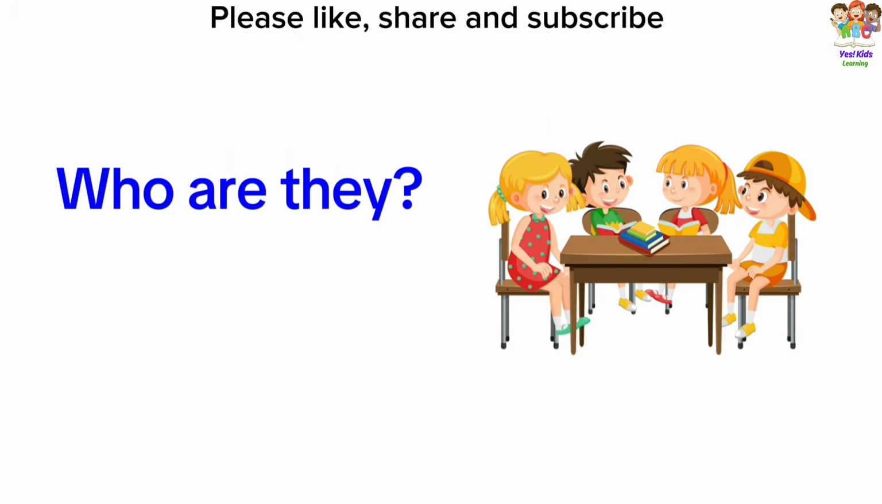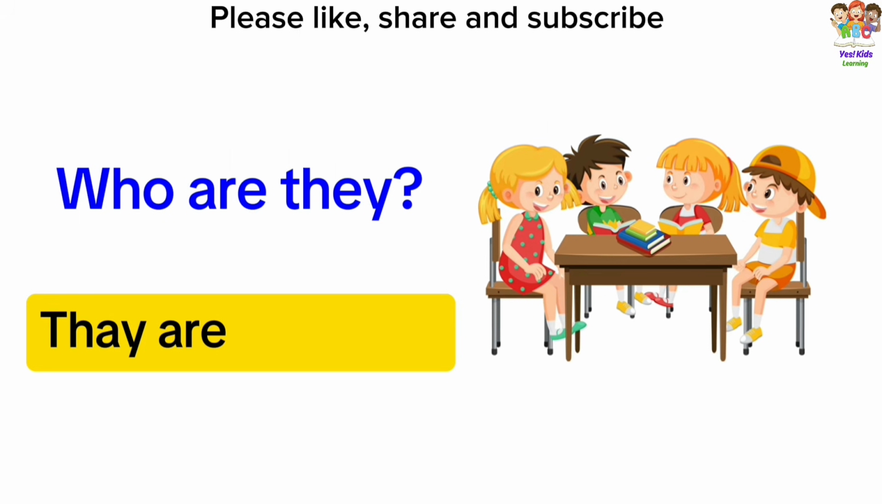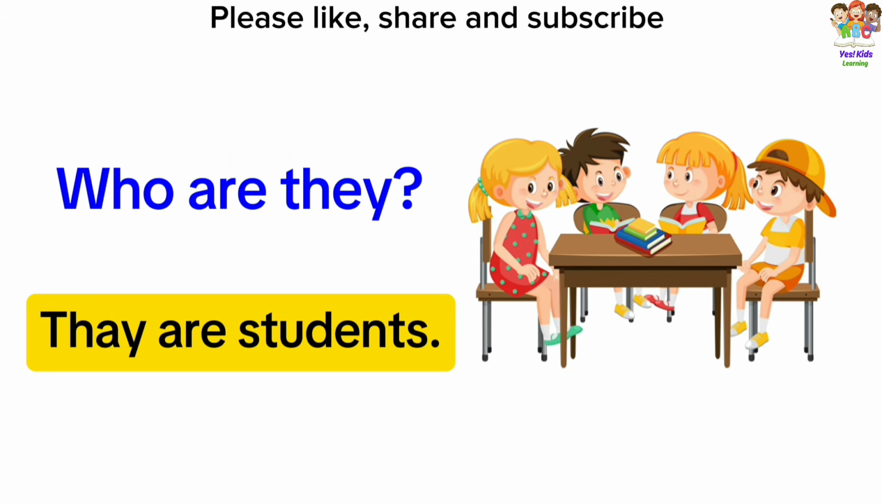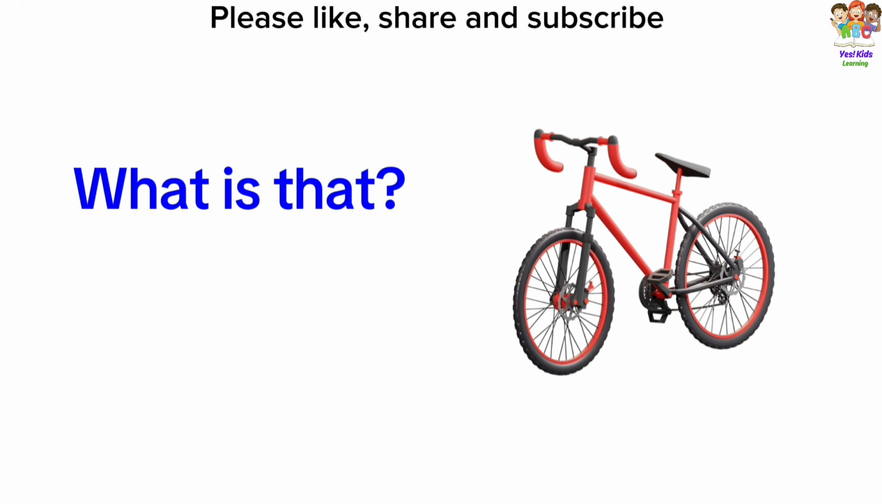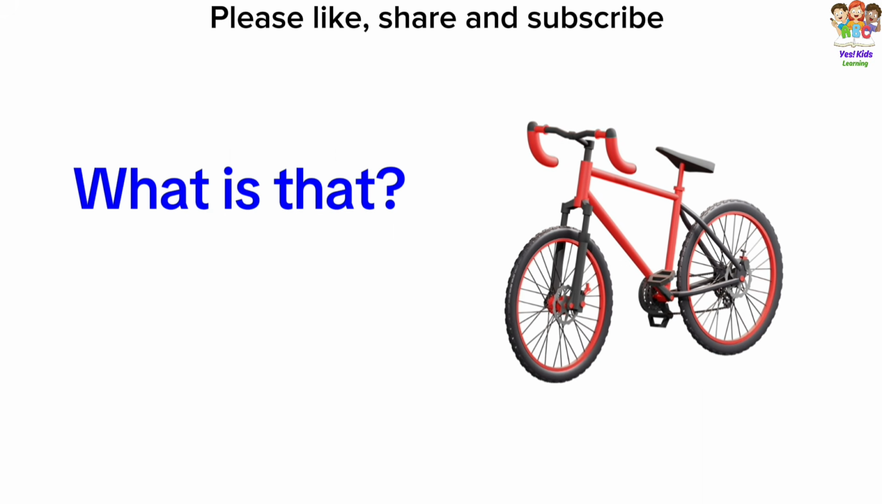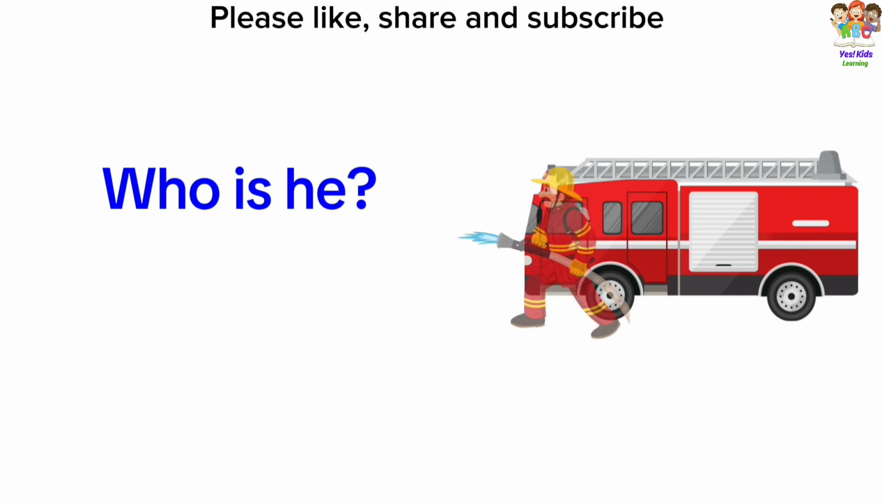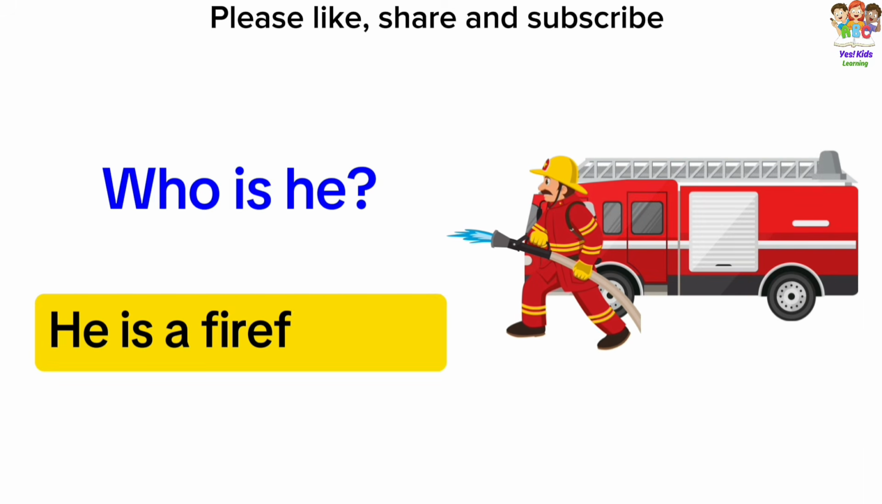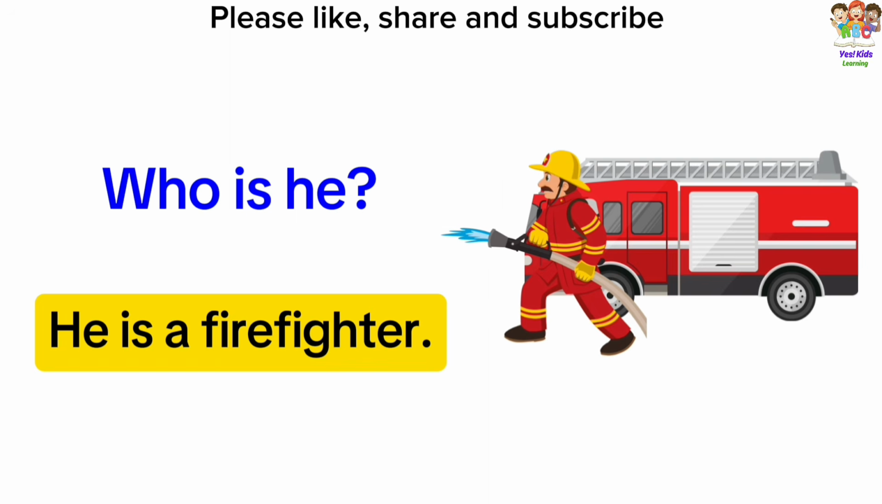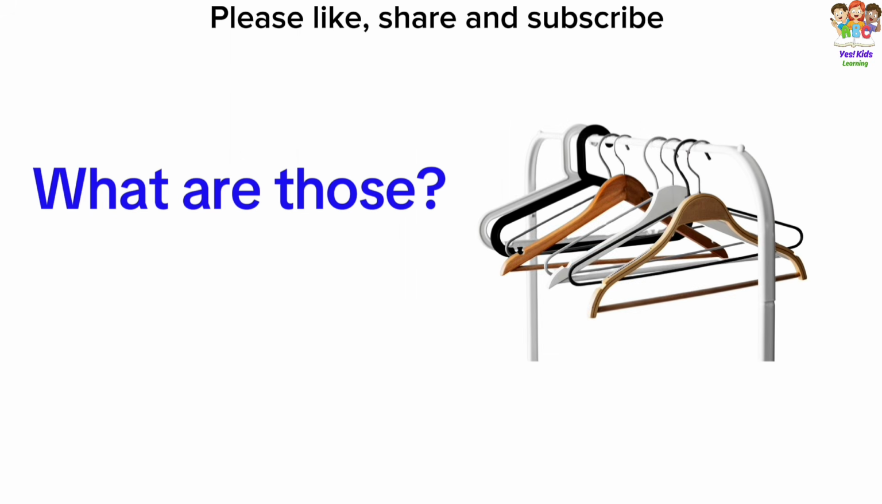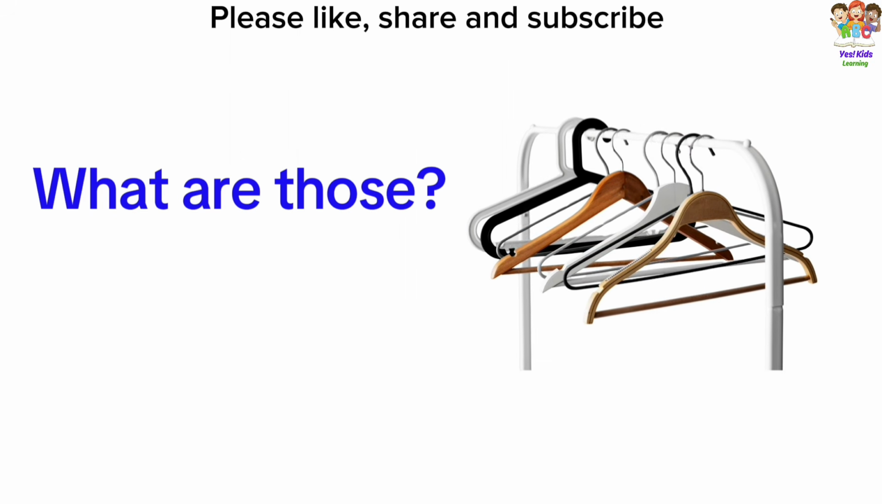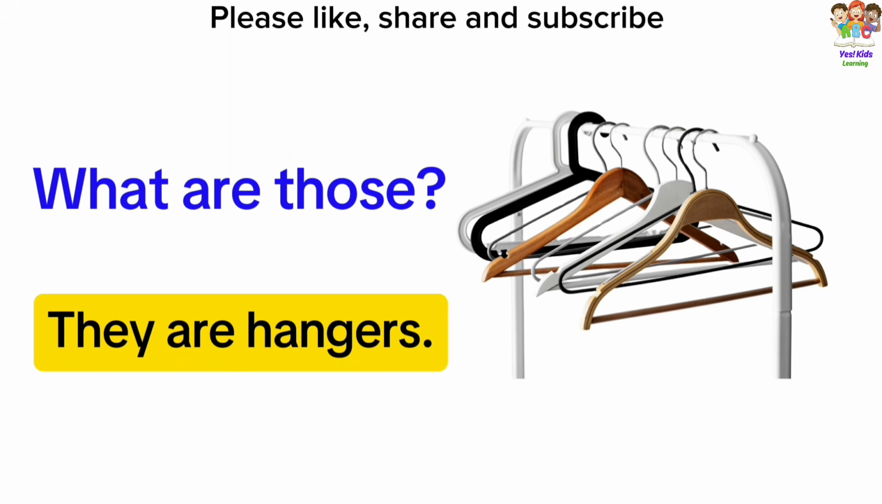Who are they? They are students. What is that? It is a bicycle. Who is he? He is a firefighter. What are those? They are hangers.